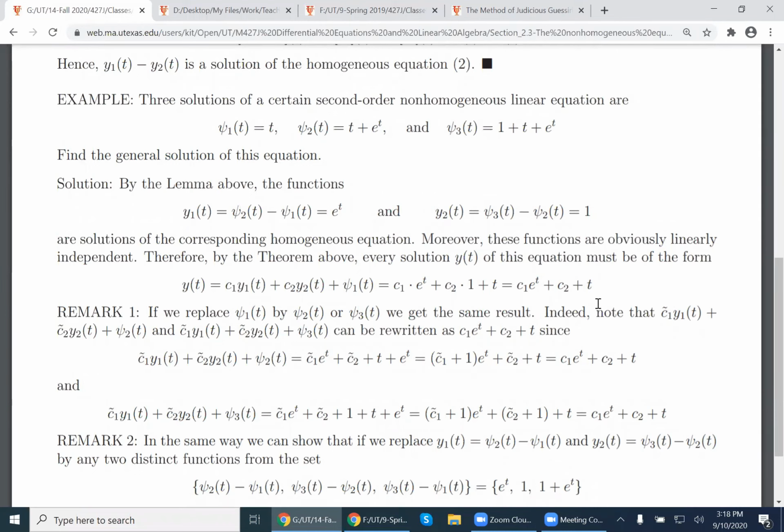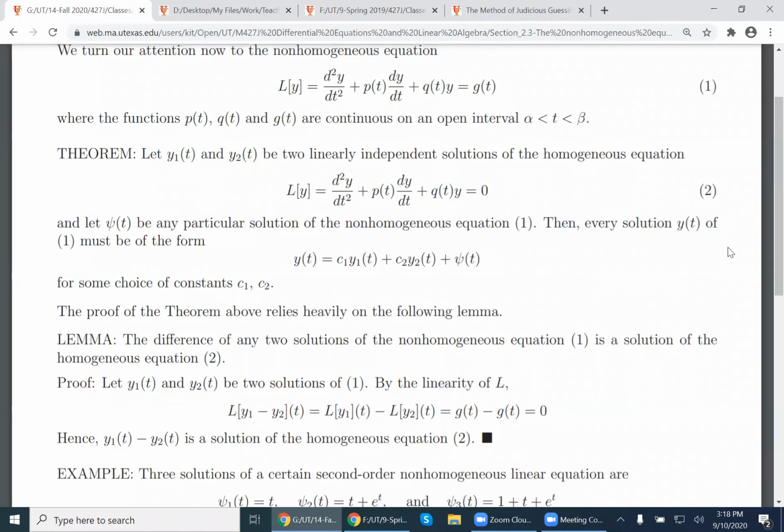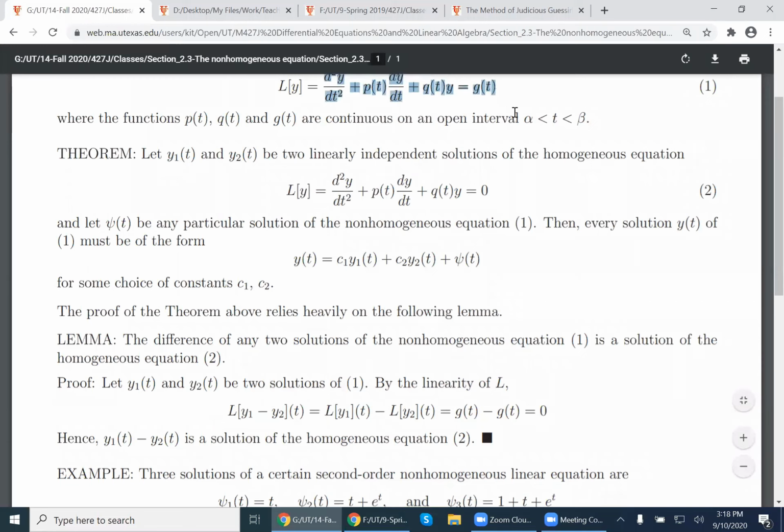Thank you. Other questions? Can you scroll up a bit? Yes. Where it says proof, let y1, y2 be two solutions and by the linearity, I don't exactly understand why L of y1 and L of y2 are both exactly equal to g of t. Excellent question. And what is g of t? Another excellent question. Please take a look at this. y1 and y2 are two solutions of equation 1. What is 1? It's this equation, correct?